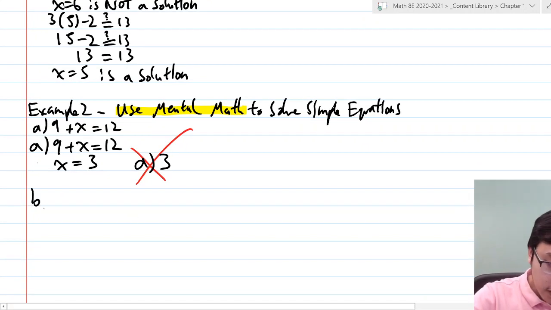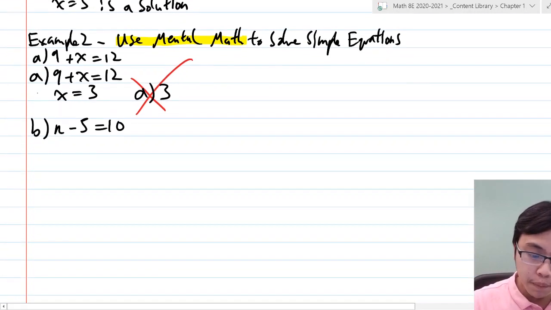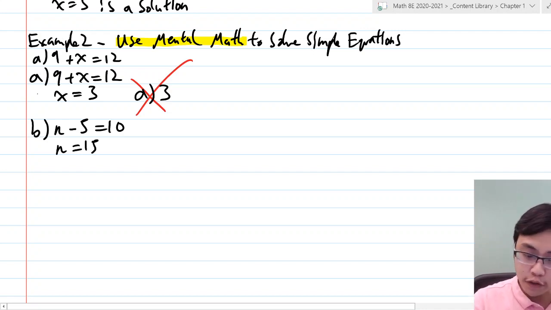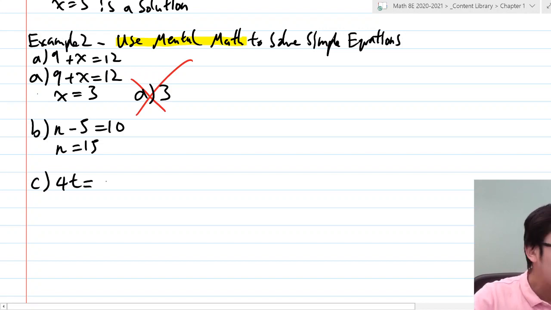So let's move on. Let's do some more. N minus 5 equal to 10. So I want you to copy down in your notes, and then I want you to write down the answer. Did you write down n equals 15? Hopefully you did. And so C, continuing, 4t equals 20.